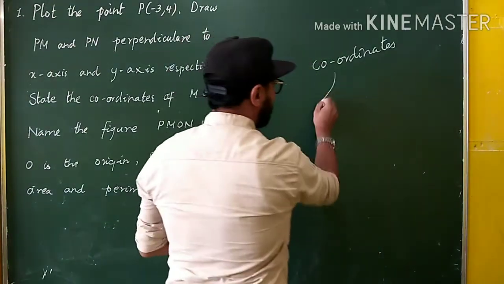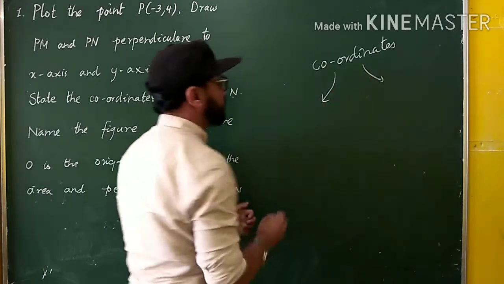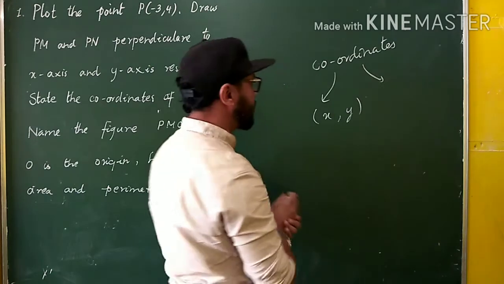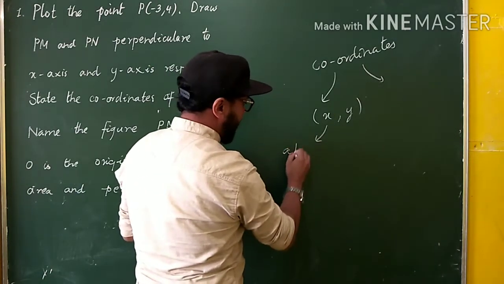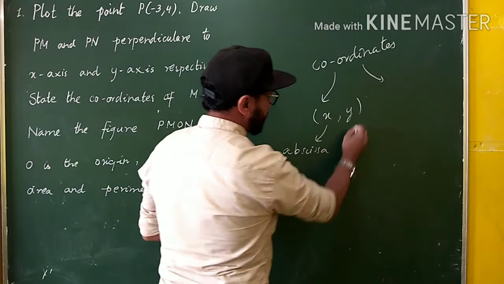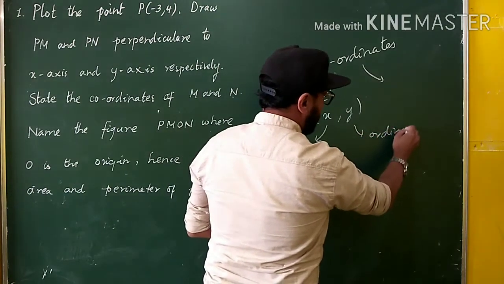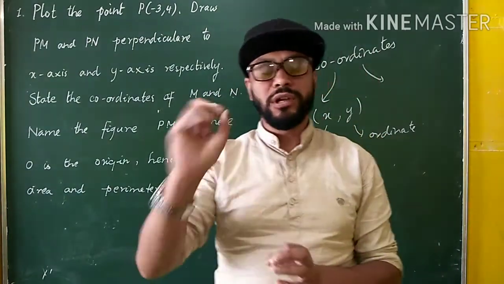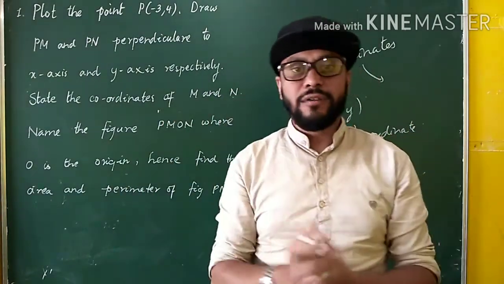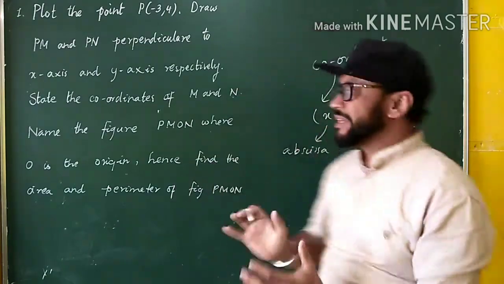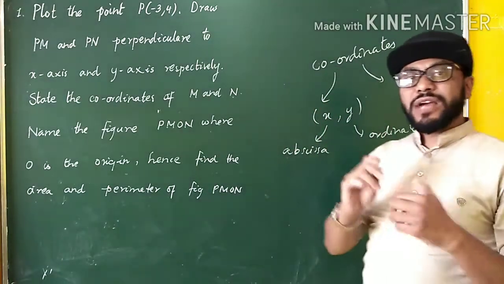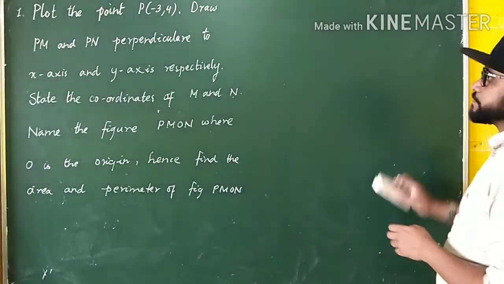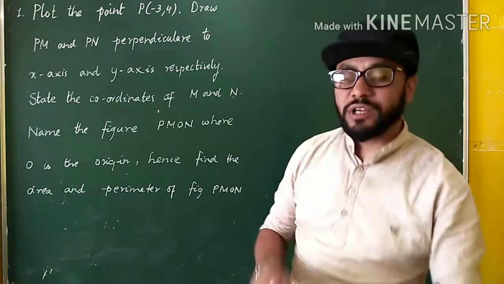Alright? Now coordinates are nothing but the values of x and y. Now x is called abscissa and y is ordinate. Whatever you do, whether you are finding the equation of a line, or the distance between two points, or plotting of points, or finding the area of any figure on the graph paper, we need coordinates. So if you have the values of x and y, then you can solve anything. Now let's take some important examples which will give you the complete idea.